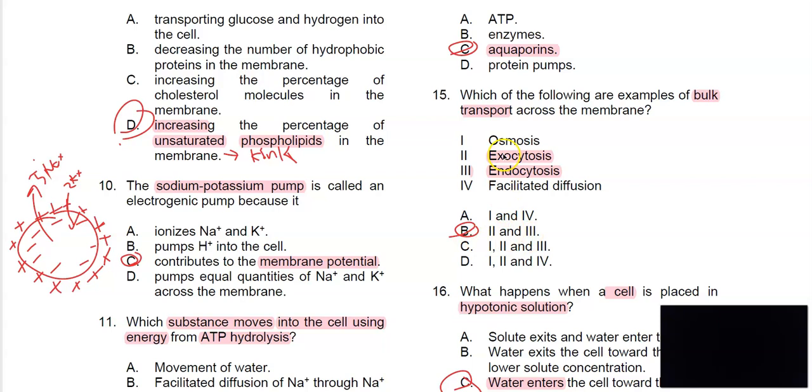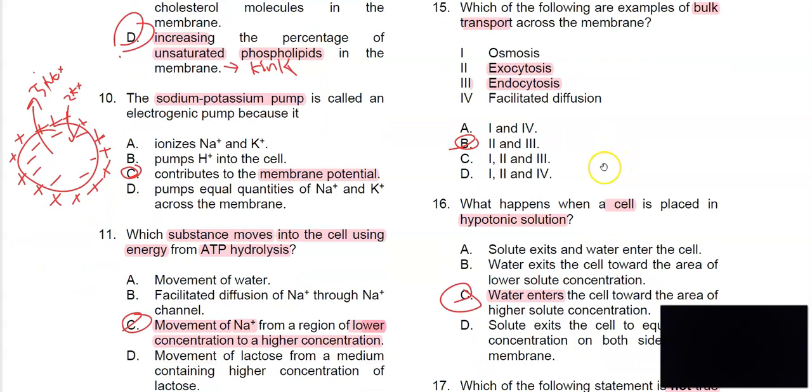Okay, so endocytosis and exocytosis are types of bulk transport. They fall under bulk transport, which is basically active transport. Okay, it falls under active transport.